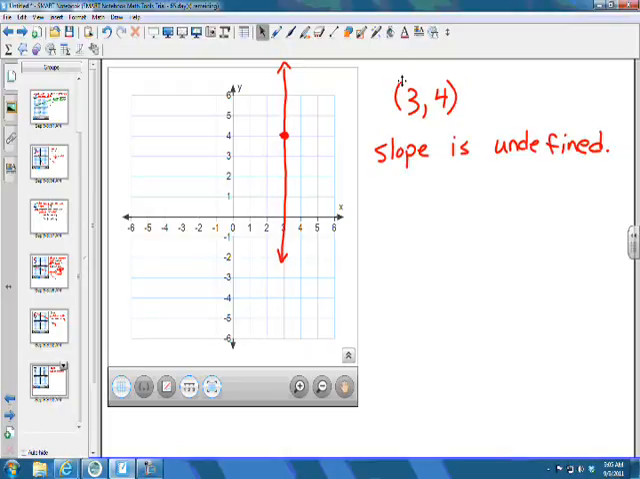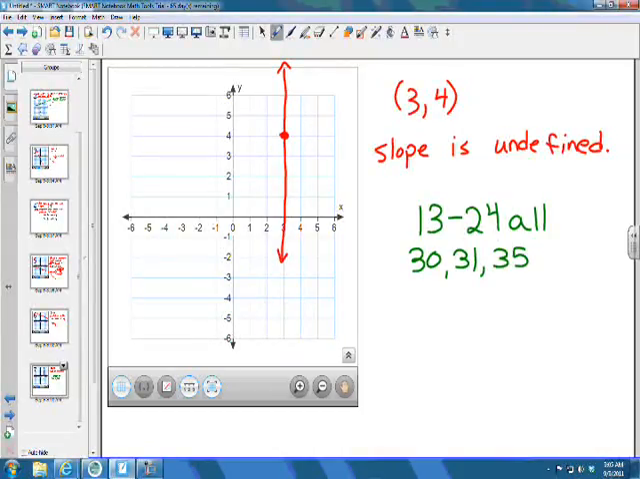Let's do 13 through 24. And 30, 31, and 35. Those last 3 are parallel and perpendicular.